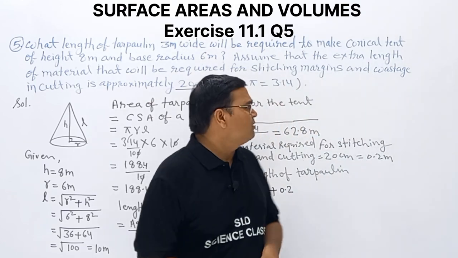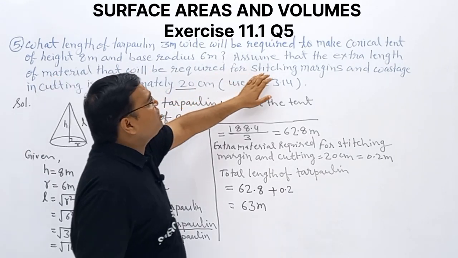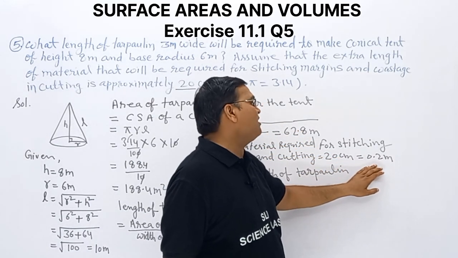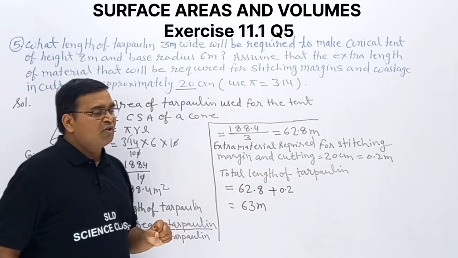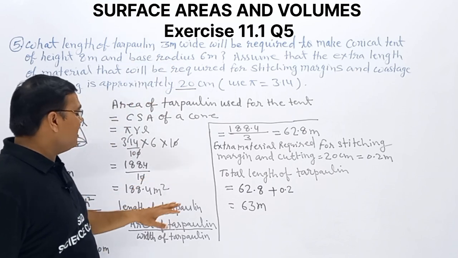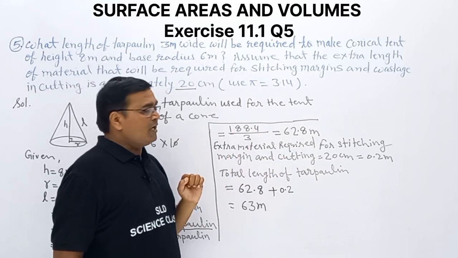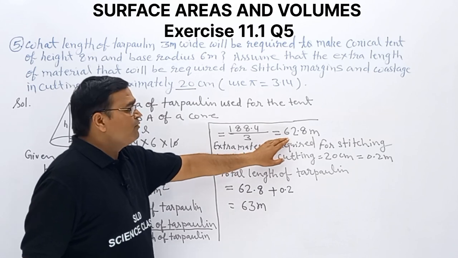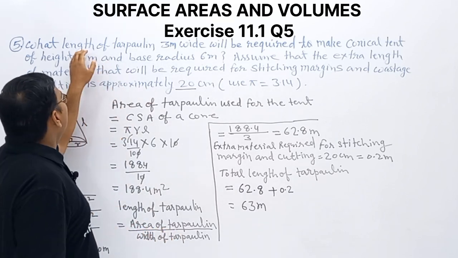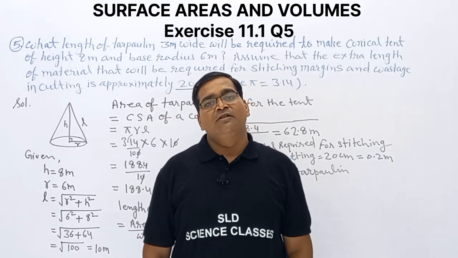But in the question we are having what? Assume that the extra length of material will be required for the stitching and wastage in cutting, which is 20 centimeter. In meter this will be 0.2. This is the extra material required for the stitching and cutting. We require the length of the tarpaulin. So whatever length we obtain, we will add 0.2 to that. We obtained the length of the tarpaulin, and we add this 0.2 to it, then we get the total length of the tarpaulin. This is the required answer. So I hope you understand this question. That's all about this question. Thank you so much.